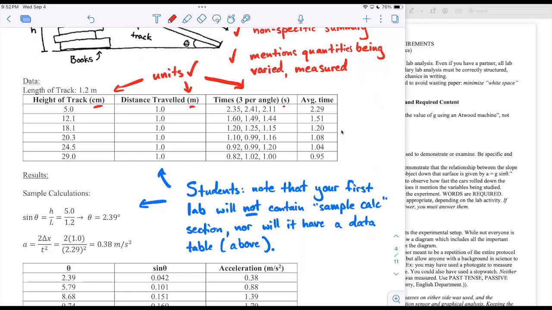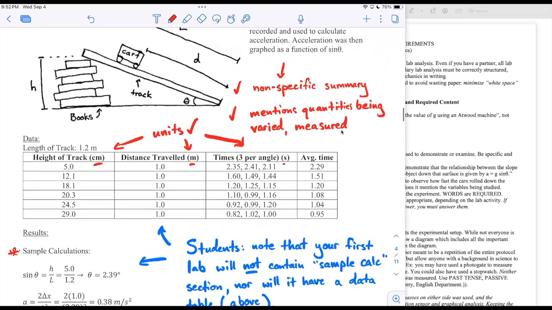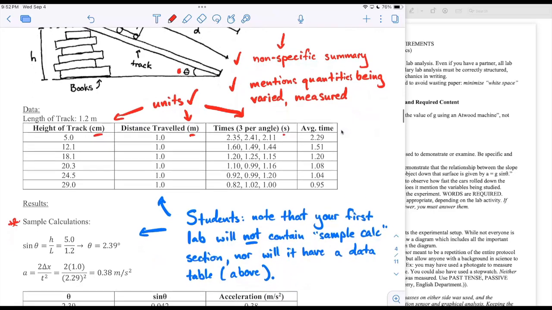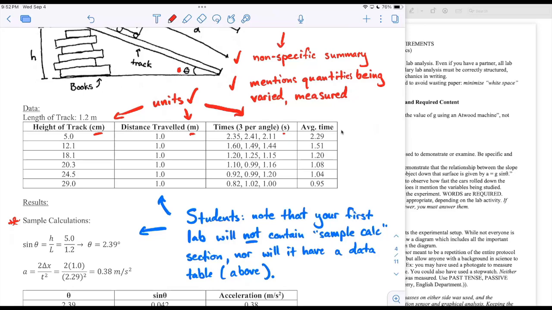Please note that for your first lab report in this class, there will not be this sample calculations section. That won't exist. The sample calculations section is for repetitive calculations. In this lab, they repeatedly calculated the angle, because that kept changing, and they kept calculating the acceleration of the cart, so it was a bunch of repetitive calculations that were the same thing over and over. That won't be the case for this first lab that you're doing for this class. You won't need a sample calculation section.